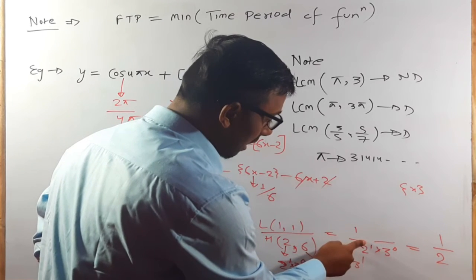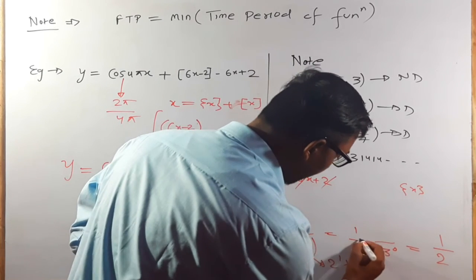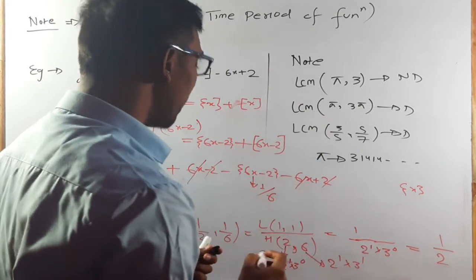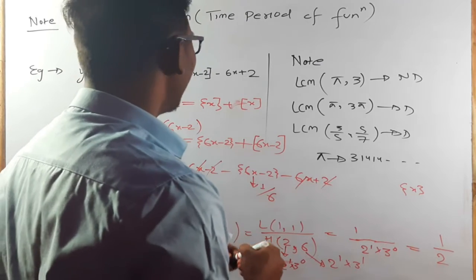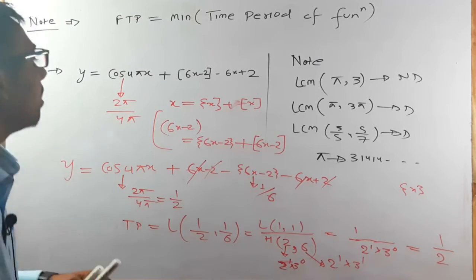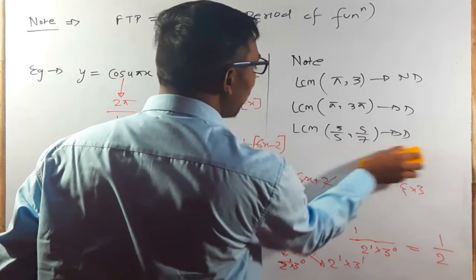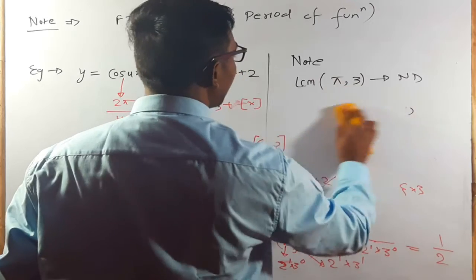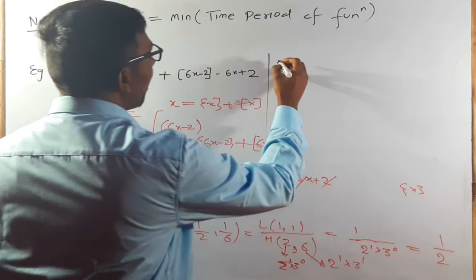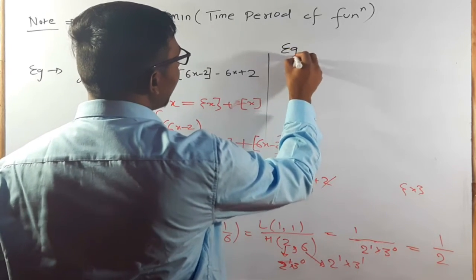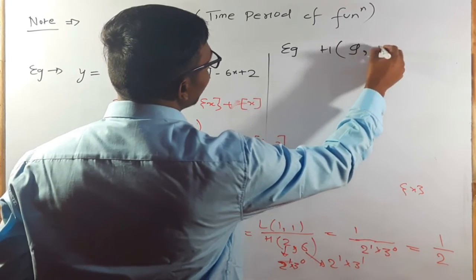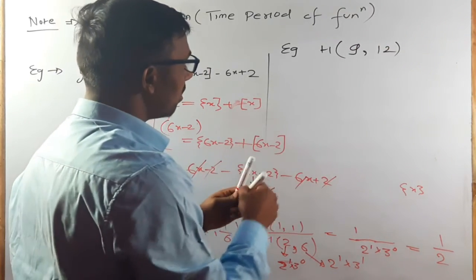You know how to calculate the HCF of two numbers. If you don't know, I will explain here in the right portion. This is how we can calculate the time period of the function. I will give you a brief on how to calculate the HCF of two rational numbers. Example, HCF of 9 comma 12. I need to find the HCF of these two numbers.